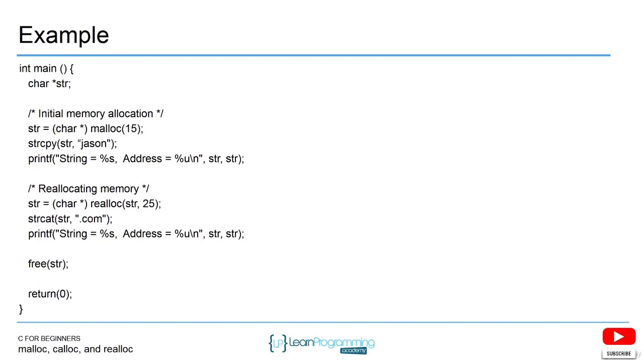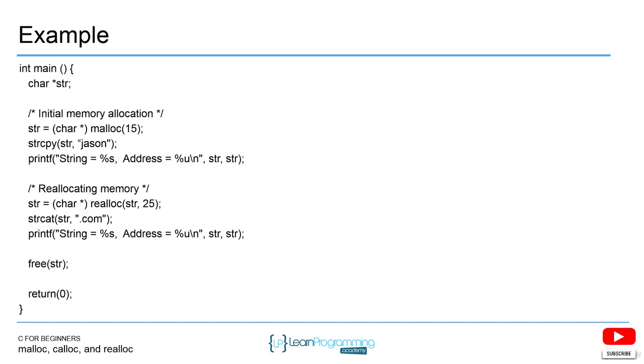Well, then we realize that what we allocated, 15 bytes, is not big enough. So then we call realloc, and we pass in the pointer, which is str, and we want to realloc 25 more bytes. And that returns a void pointer, so we have to cast it again. Now, we're still going to have JSON in memory. So now we can call strcat to concatenate the string .com, so now it will be json.com. And then we print it out.